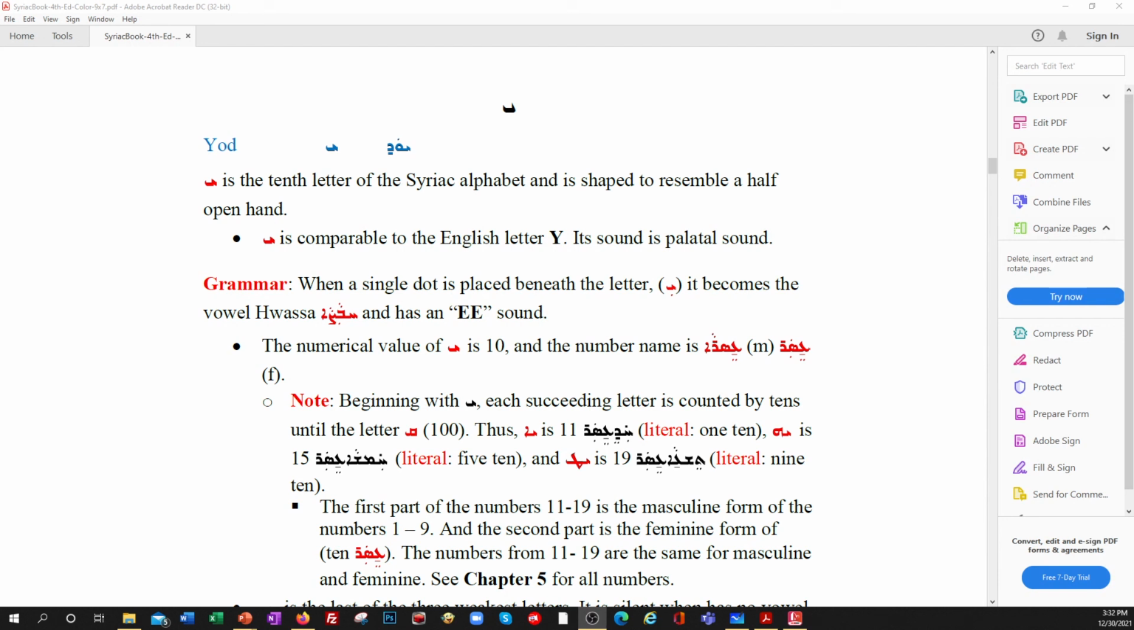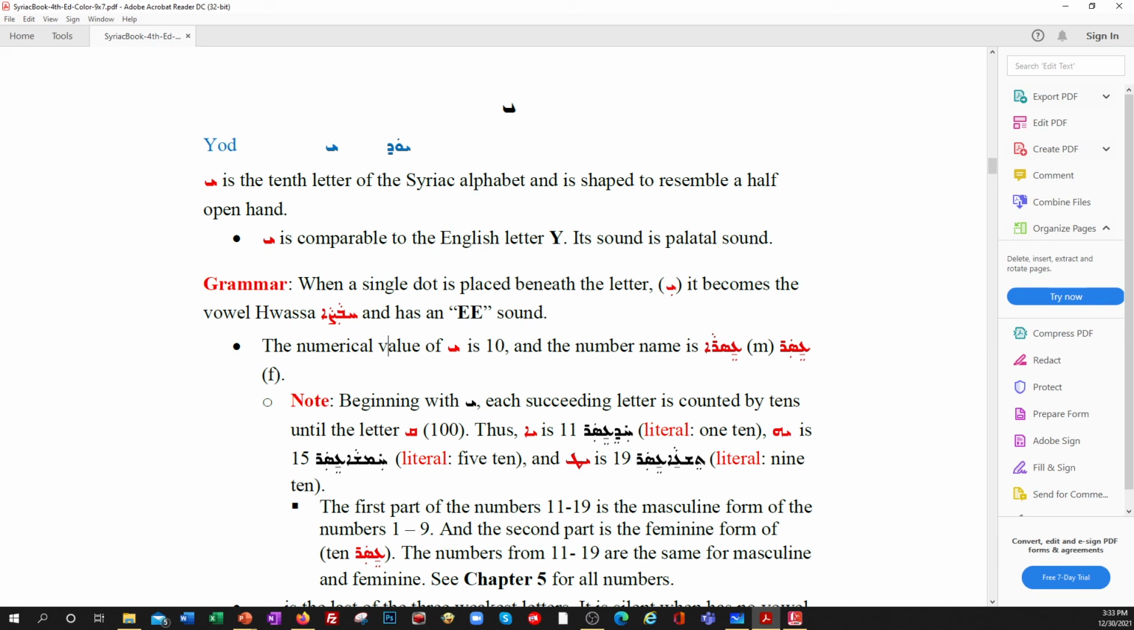The next letter of this group, the third group, is yod. Yod is a Y. This is exactly how the yod is going to look. By the way, it is the smallest letter, and Jesus mentioned this letter in the Bible. It looks like a small U, as in English U. Let's study this letter. Yod is Y in English. We have one grammar here: a single dot under Yod makes it a vowel, and the sound of this vowel is long E, and the name of this vowel is ḥwasa.